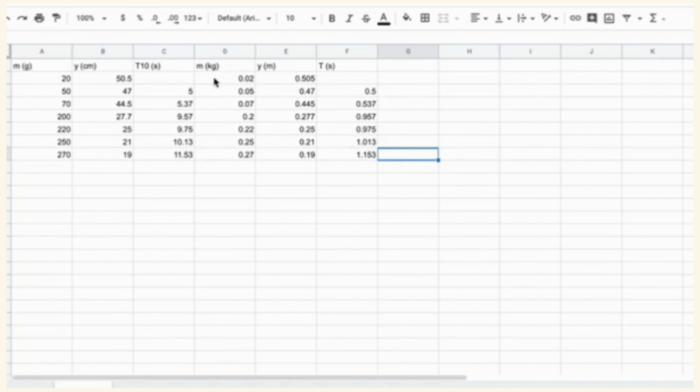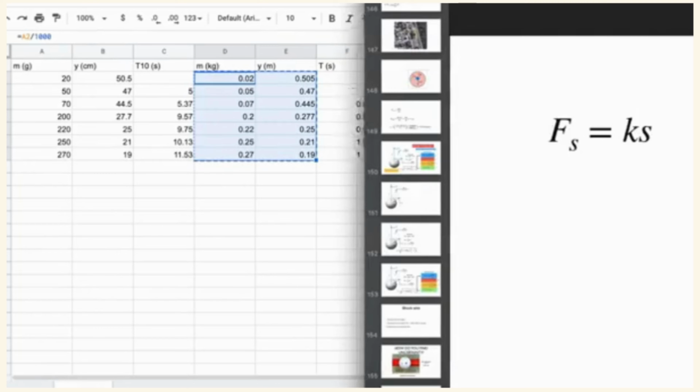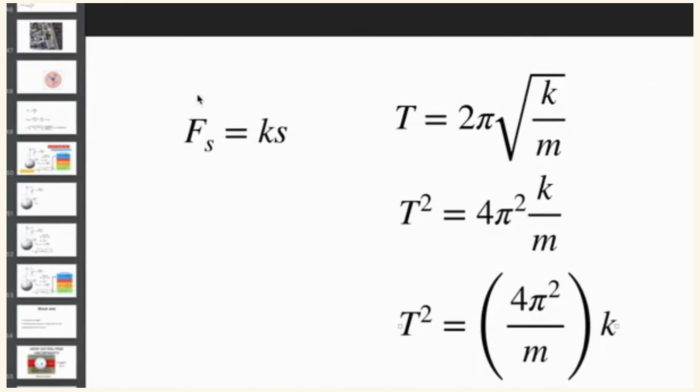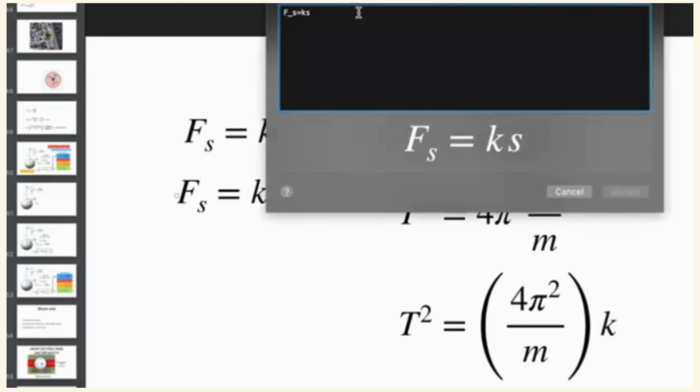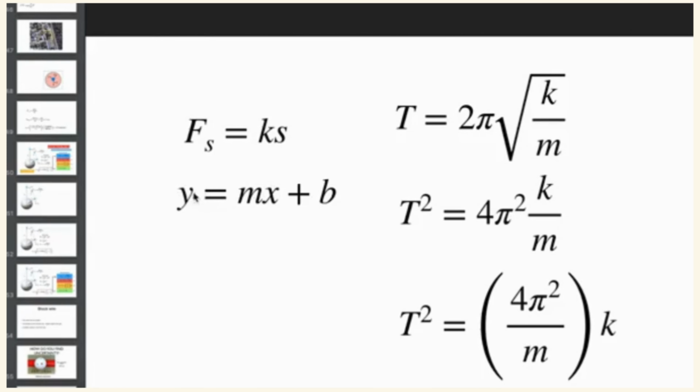So I'm going to copy this data right here, mass and position. Let me look over here. Where did I put it? Right here. So this is the formula I'm dealing with. Let me just add the equation in here, just to be clear. I'm editing this for you. Let's say y equals mx plus b. This is my equation for a line. So if I plot the force on the vertical axis and position, not the stretch, on the x-axis, then the slope should be k.